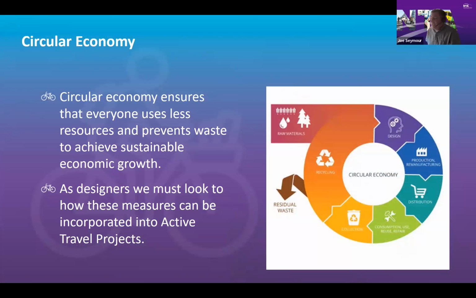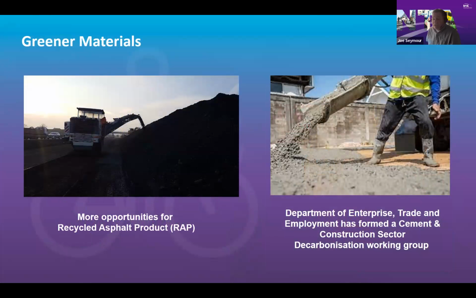Finally, circular economy, not something that we give enough attention to as designers at the moment in terms of active travel infrastructure, but it is something we want to see going forward. We want to see designers coming in with suggestions on how the infrastructure can be made greener in terms of the construction. For example, recycled asphalt product, RAP, can we use it more? We're allowing up to 15% in the wearing course now of cycle off-road or segregated cycle infrastructure. We would like to see that pushed up. Maybe we should do some trials on that.